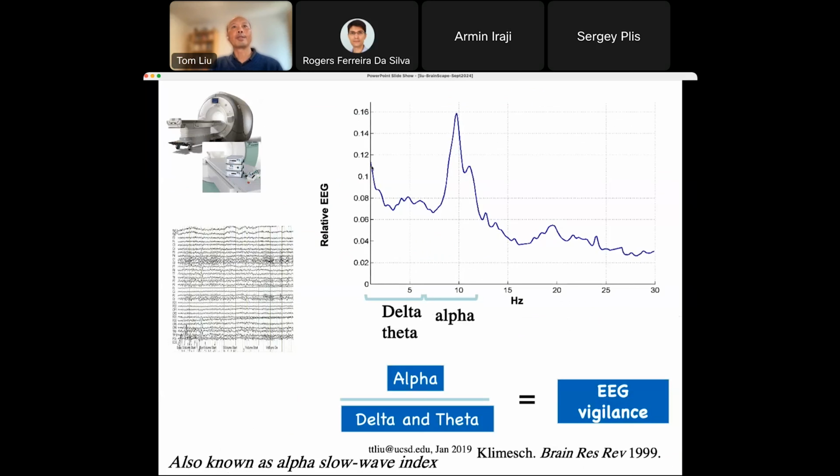And for this study, we settled on a measure of what we call vigilance. This is simply the alpha power divided by the delta and theta power, such that when alpha goes up, you tend to be more vigilant. Conversely, when delta and theta go up, that indicates you're becoming more drowsy. This is also known as the alpha slow wave index in the literature.